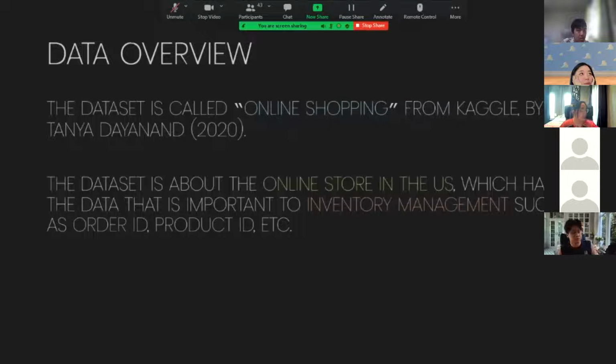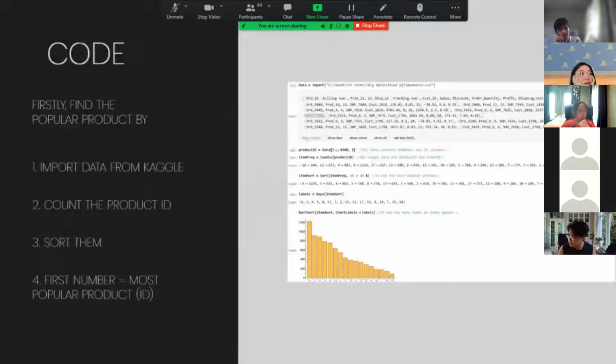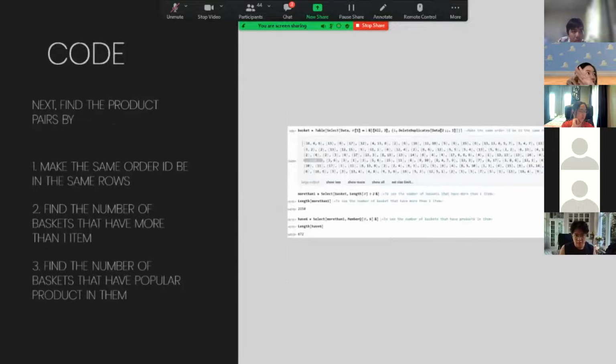The dataset I use is called Online Shopping from Kaggle by Tanya Dayanan in 2020, which has the data that is important to inventory management, such as order ID, product ID, customer ID, sales, and so on. For the coding part, I use Mathematica, so the first process is to find the popular product by using count and sort commands. Then I use the bar chart command to plot the graph, so it's easier to see. As you can see in the graph, the first bar is the most popular product, which is product 6. It appears 1,225 times.